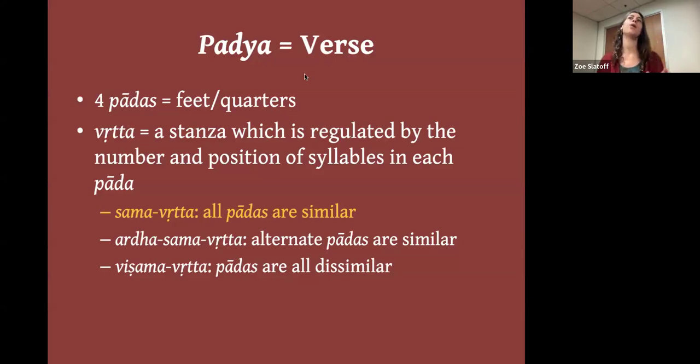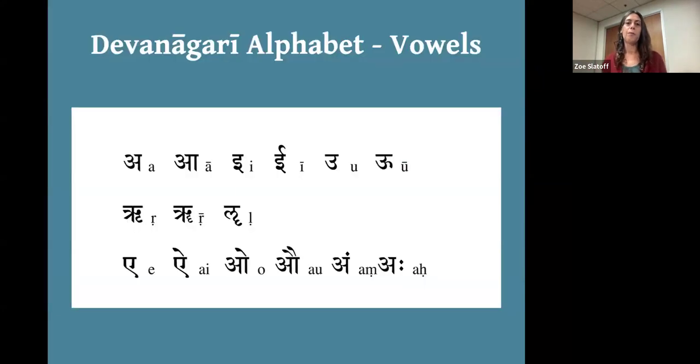So just to talk about verses, and here we are talking about classical Sanskrit meter, not Vedic meter. Every verse, as I said, has these 4 padas, which means feet or quarters. And the kind of poetry we're talking about here is vritta. So this is a stanza which is regulated by the number and positions of syllables in each pada. And here in particular, we are talking about samavritta, where all padas are similar, right? Here they all have 8 syllables. There are these other kinds, but you know that they exist. They don't have to all be the same, but here they are the same.